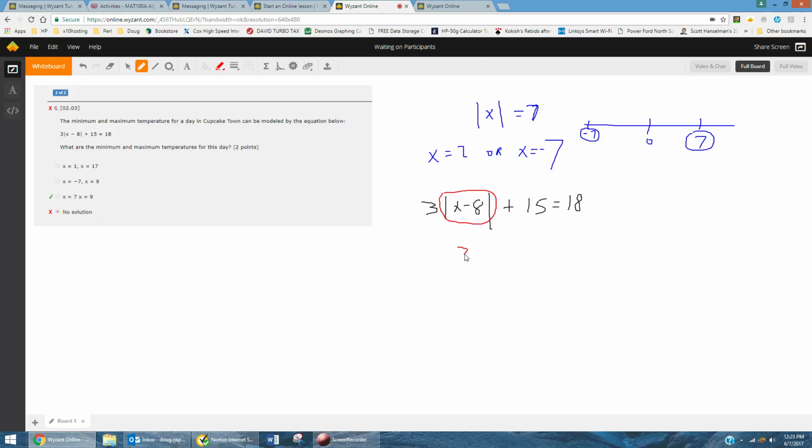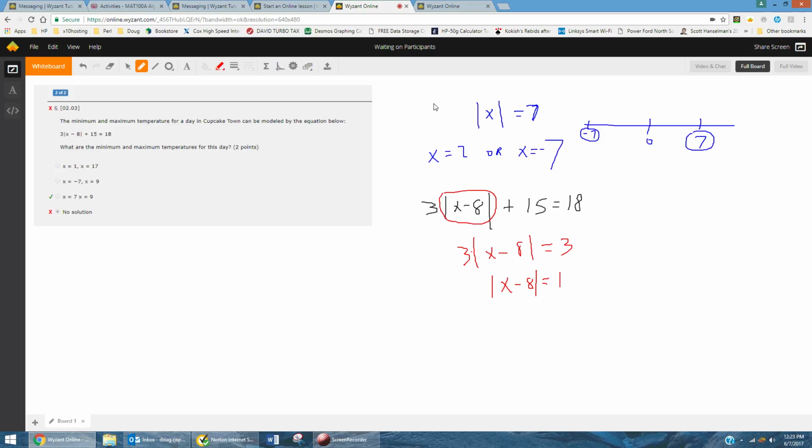We're going to transpose the plus 15 to the right side, shifting it to the other side of the equal sign and changing its sign. So we'll have 18 minus 15 is 3. That's what your next step should look like. Then we divide both sides by the coefficient of the expression we're trying to isolate. So we divide both sides by 3. 3 divided by 3 is 1.